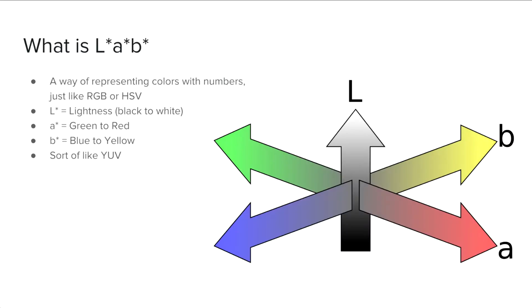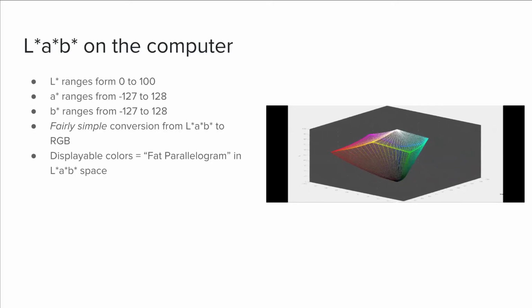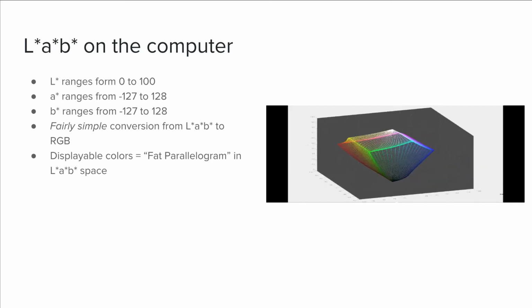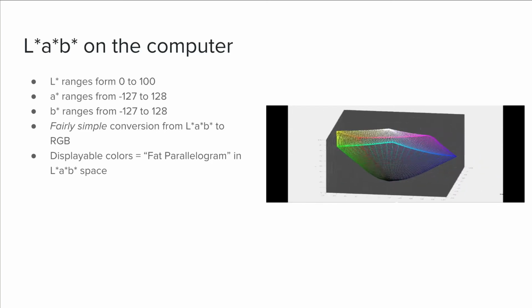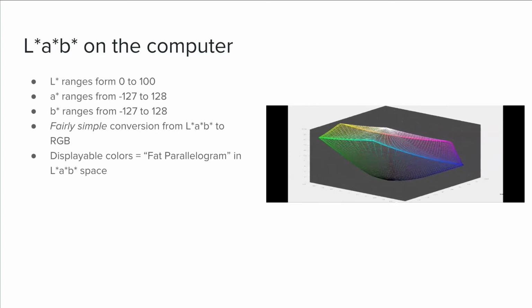So Lab is a means of representing colors with 3 numbers, just like with RGB or hue, saturation, and value. In Lab, L represents lightness, ranging from black to white. A represents how green or red a color is, and B represents how blue or yellow the color is. In that sense, it's a little bit like the YUV color space, if you're familiar with that. Most of the time, when Lab is used in a computing environment, L ranges from 0 to 100, and A and B range from negative 127 up to 128.